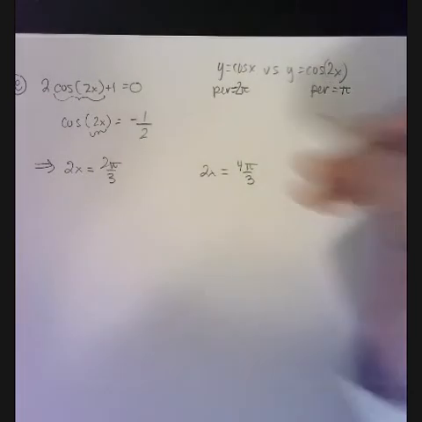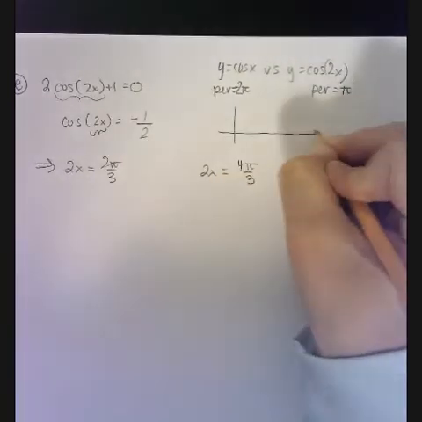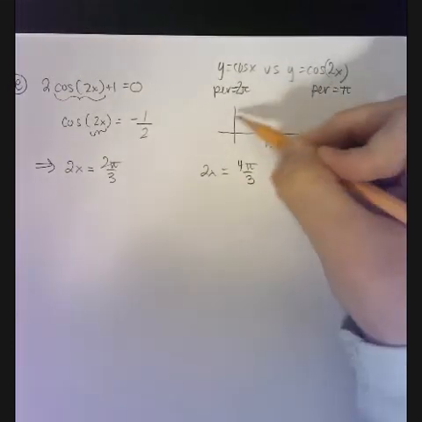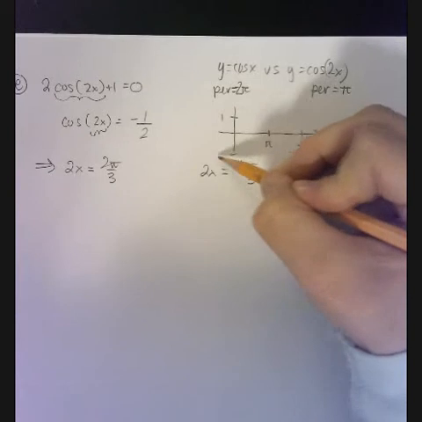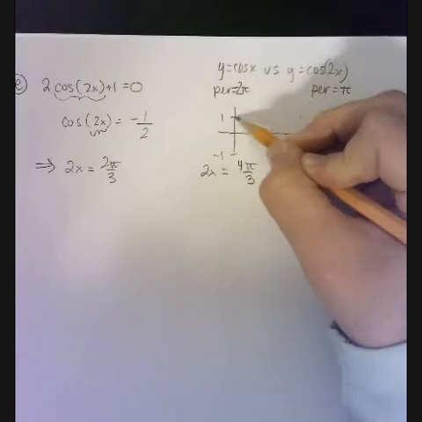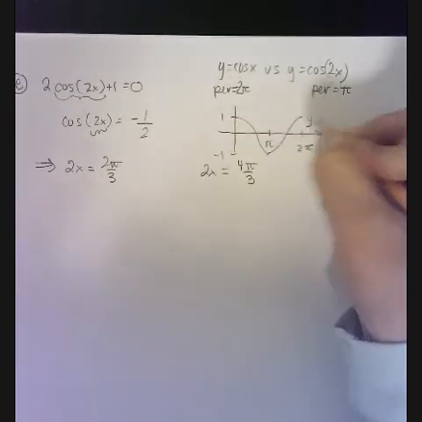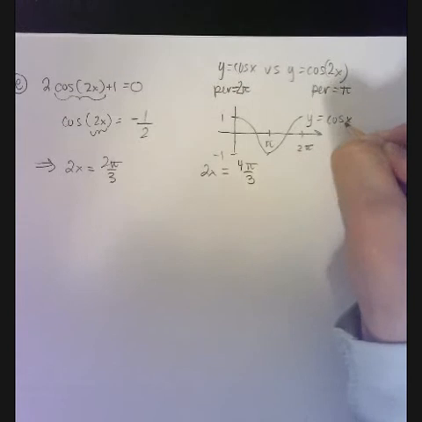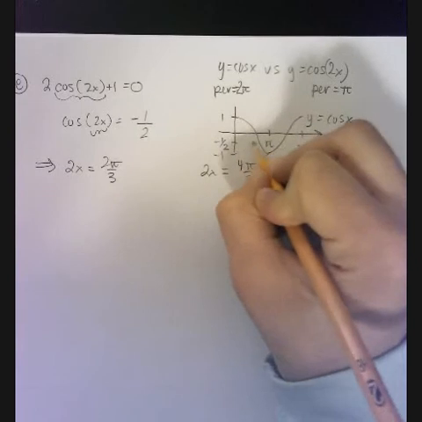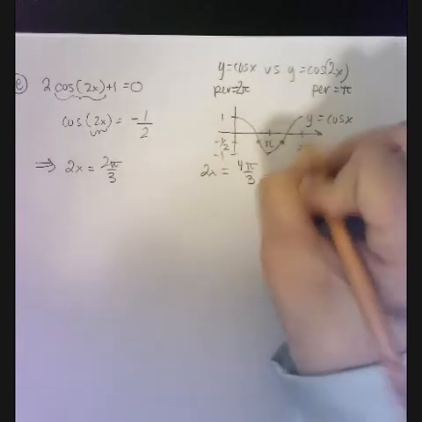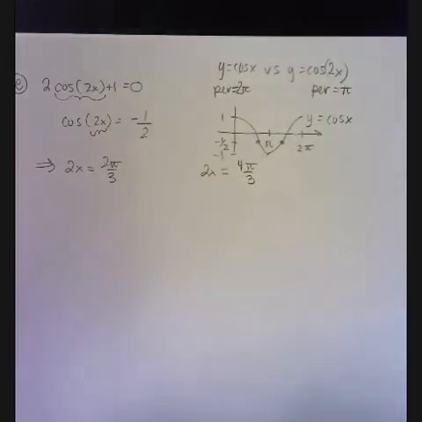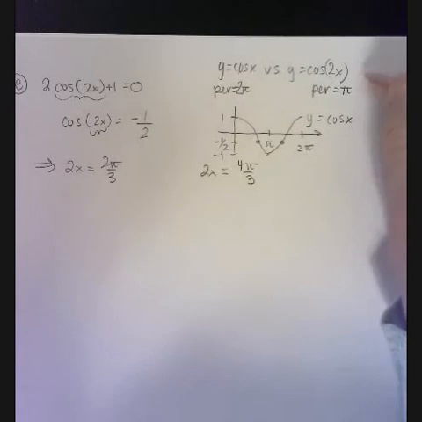So if you think about the graphs, for y equals cosine x, you've got one cosine wave from 0 to 2 pi. So this thing equals negative 1/2, right? 2 times from 0 to 2 pi. But when you graph y equals cosine of 2x, you get 2 cosine waves from 0 to 2 pi because the period is cut in half.